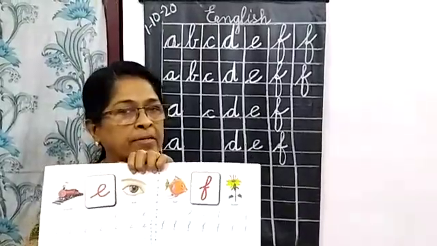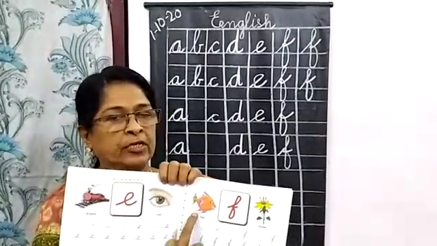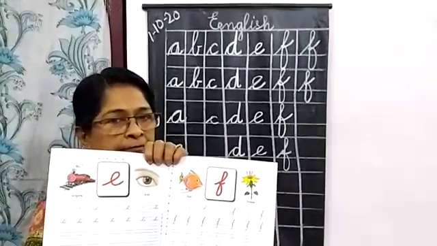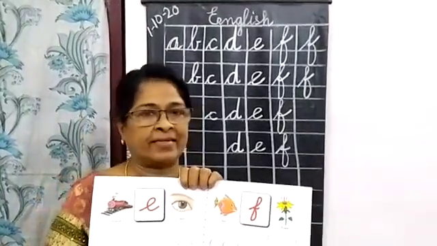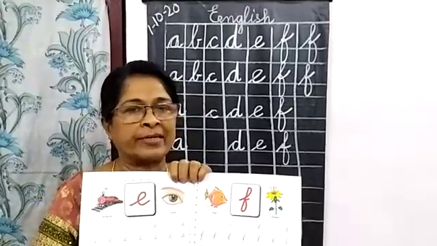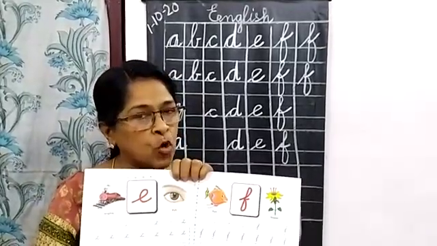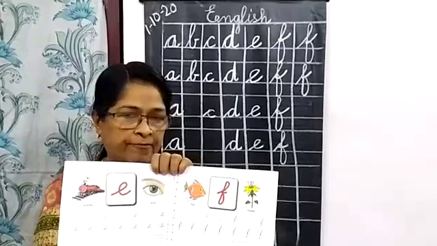You have to complete. F for fish. Okay children, small letter F. A, B, C you have already completed. Those who have not written, try to write from small letter A to F.